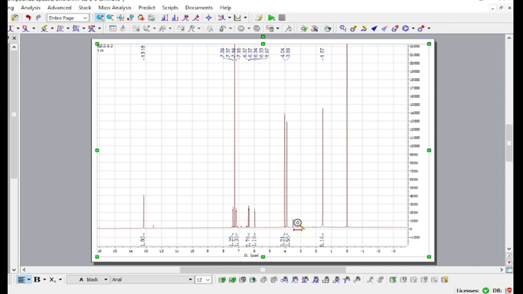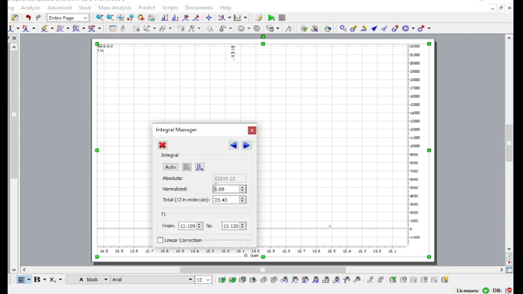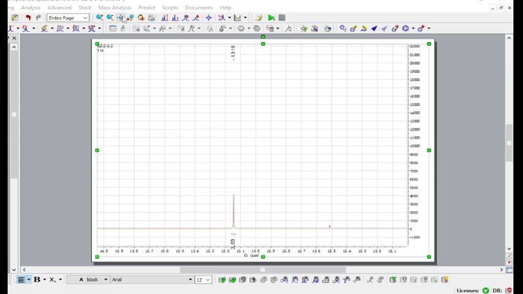Now what does this mean? This means that your molecular formula should have 12 hydrogens in the molecule, right? What if it has 24 hydrogens? But your integrations tell us that there are 12 hydrogens. So what we do is that we set this at 2. When you set this at 2, everything else is doubled.